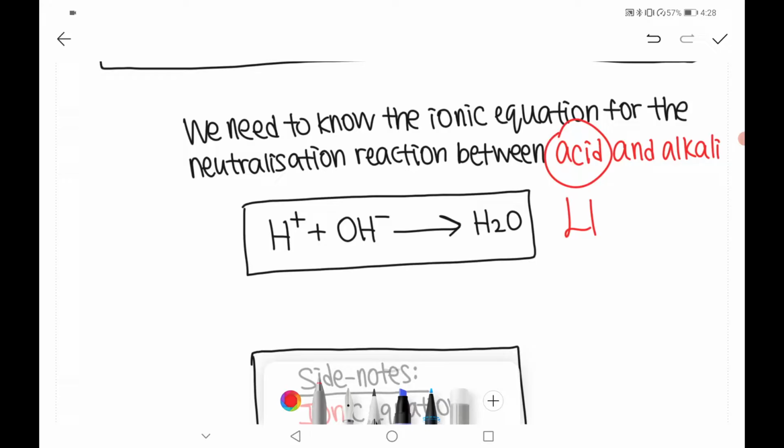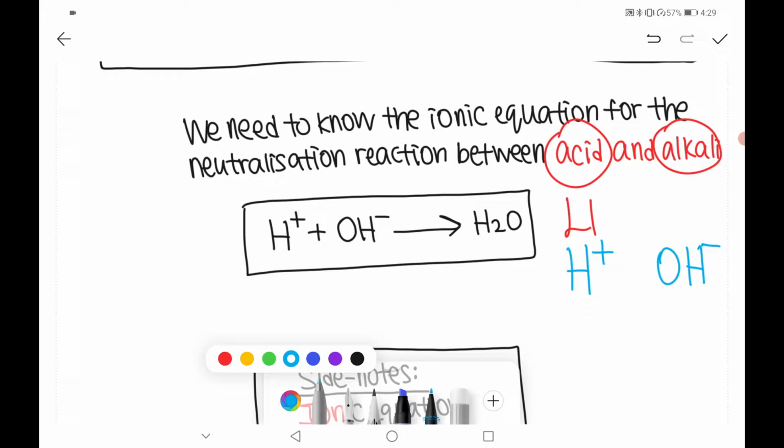Acid is always able to ionize in water to produce H plus ions. We learned that before, right? Acid is cut by water to form H plus ions. What about alkali? Alkali can also ionize in water and it produces OH minus. We learned this in your lesson number 3. So you see, very simple.